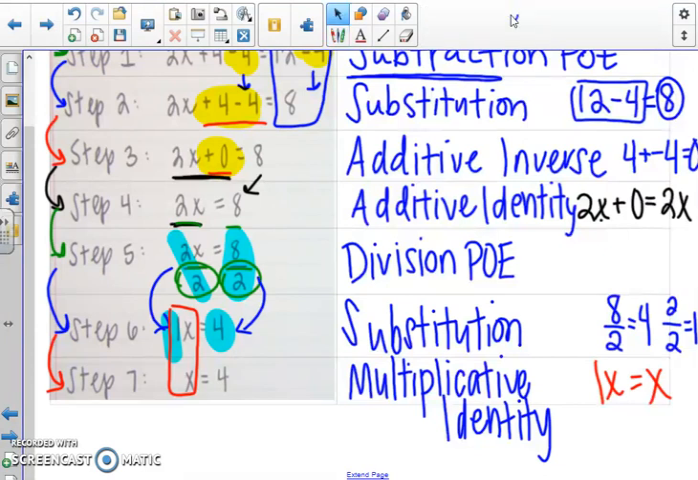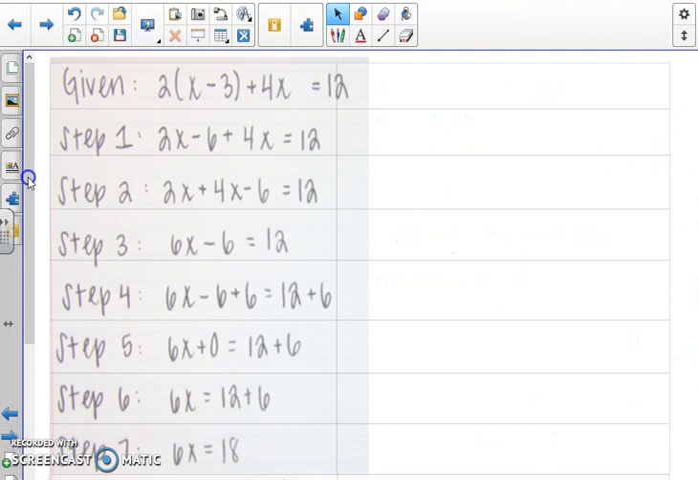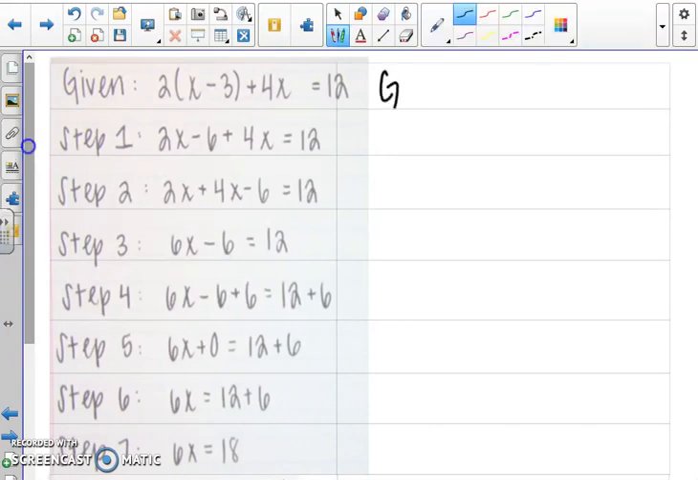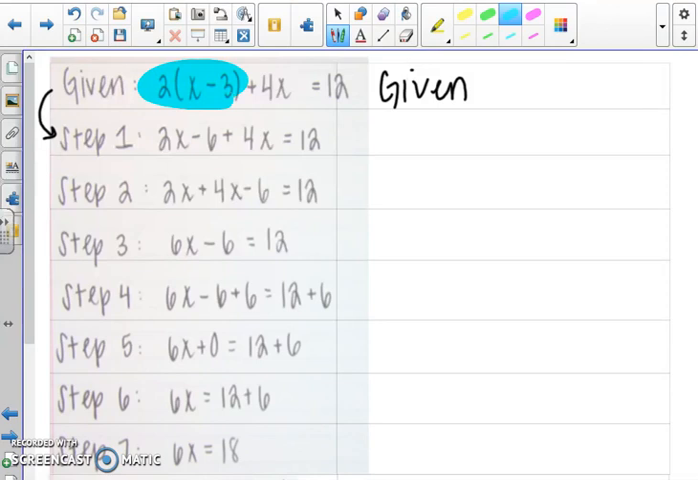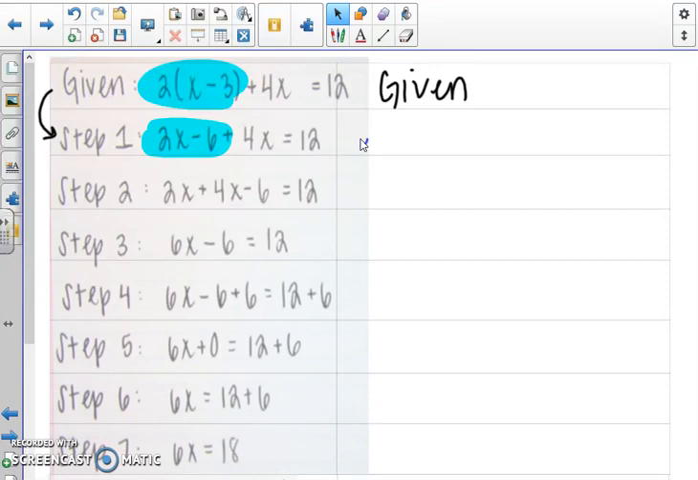All right, let's do another example. This one's going to be a longer example, but it shows you a lot of different properties, so that's why I like to use it. So to start off, we have a given. Okay. And let's look from the given to step 1. What changed within the problem? Well, the 12 and the 4x aren't really messed with, but this changes. The 2 times x minus 3, that became 2x minus 6. What property allows us to do that? And that's going to be the distributive property.